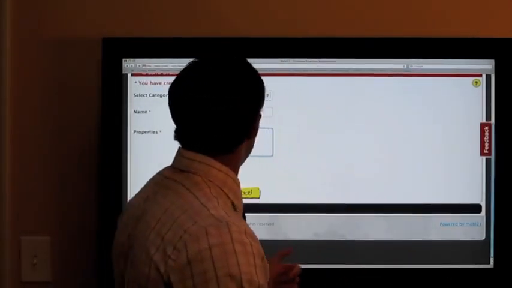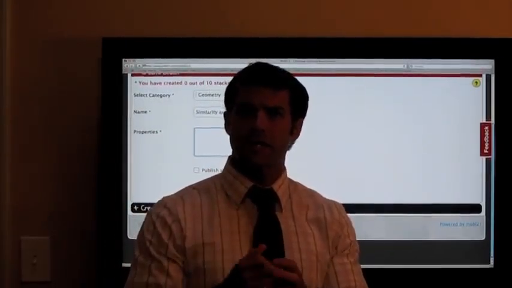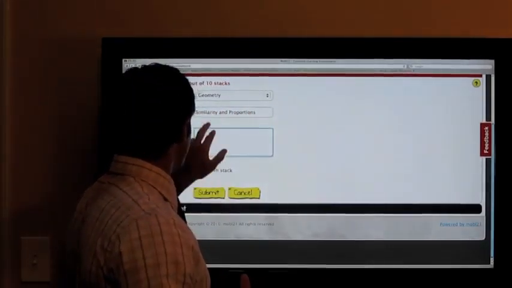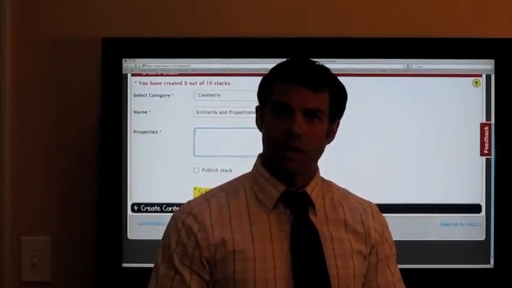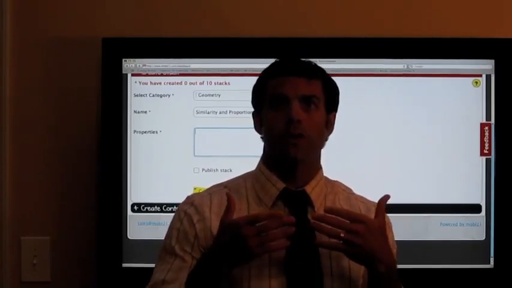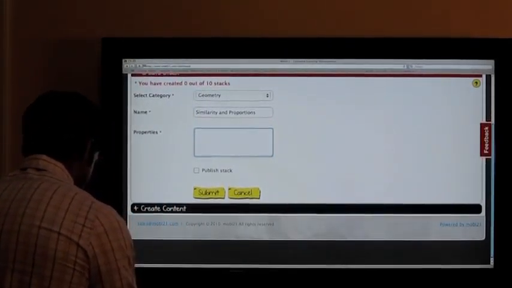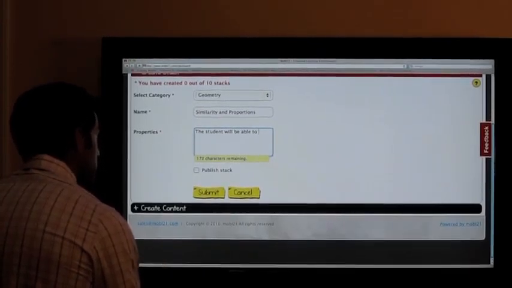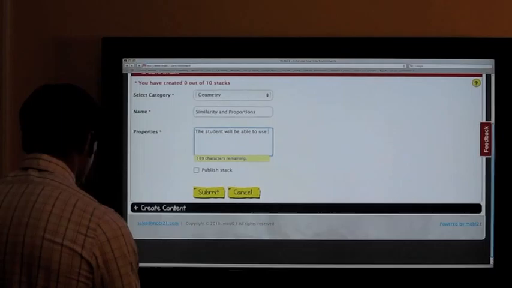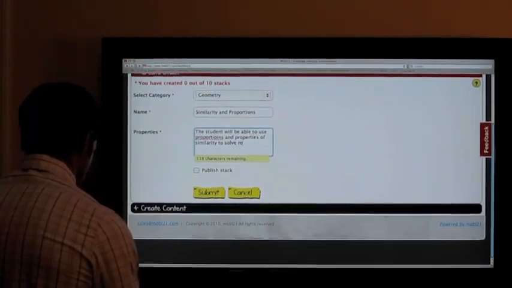Like I said, this is the first time I've touched it. So I literally could have 10 units under geometry. So that's kind of a good thing. So what I'm going to do is call this similarity, proportions, properties. I have no idea. So maybe this would be like the standards, or what the student will know and be able to do at the end of this unit, and so forth. So I'm going to put, the student will be able to use proportions and properties of similarity to solve real-world problems.